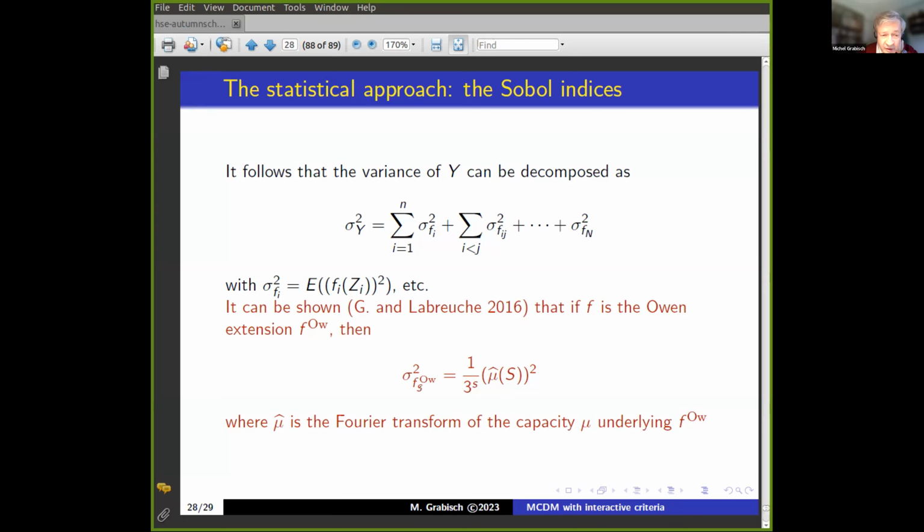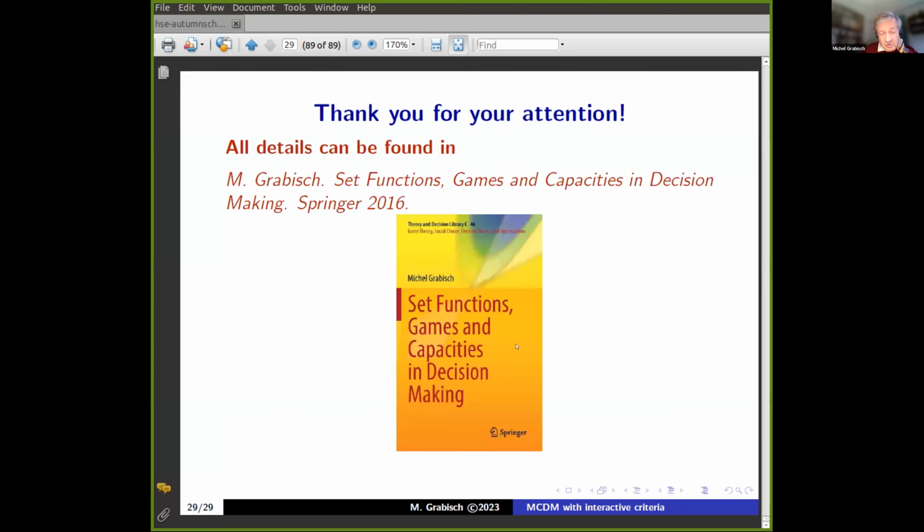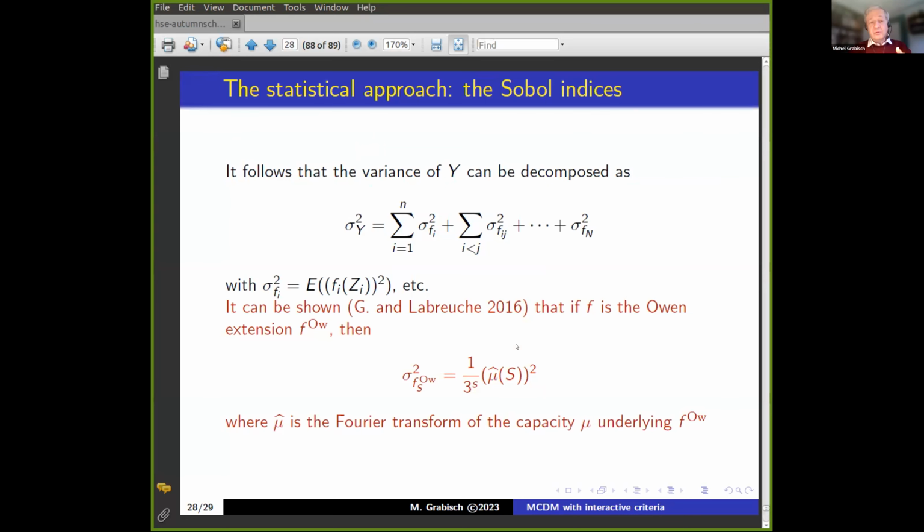And what you find is that you get, in fact, 1/3 to the power s of the Fourier transform, which is almost equal to the Banzhaf interaction index. So, by just using statistical tools, you recover the Banzhaf interaction index. So you see how all the three ways are very closely linked, and this gives some solid foundation to the theories.